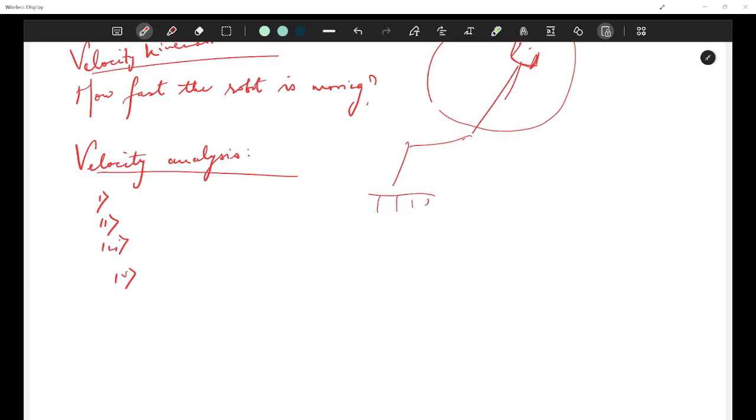Why do we even care about the velocity? And what do we want to find out? First thing, let's talk about what we want to find. Okay, so it could be linear velocity of a point on a robot.